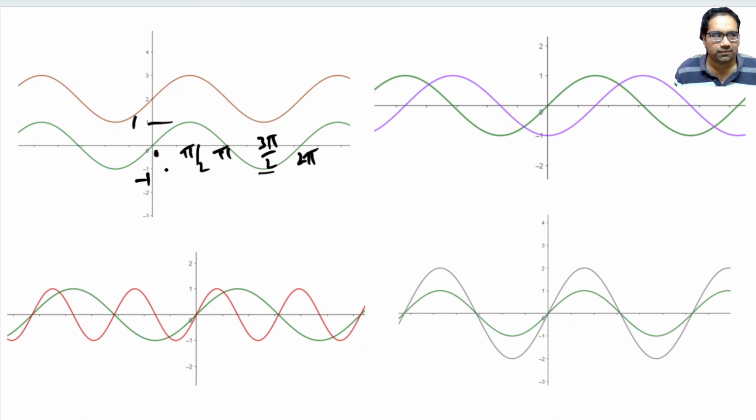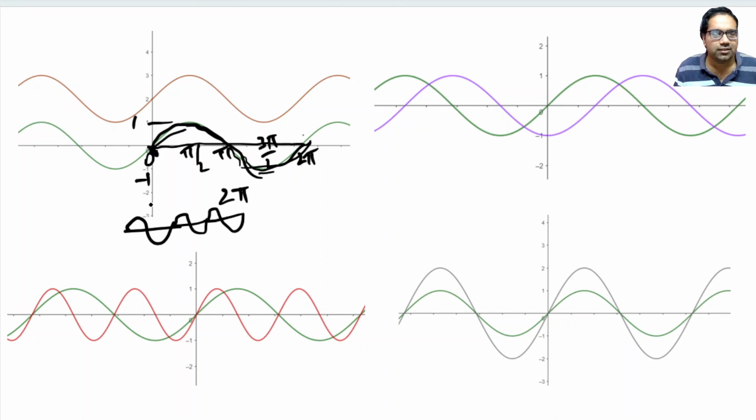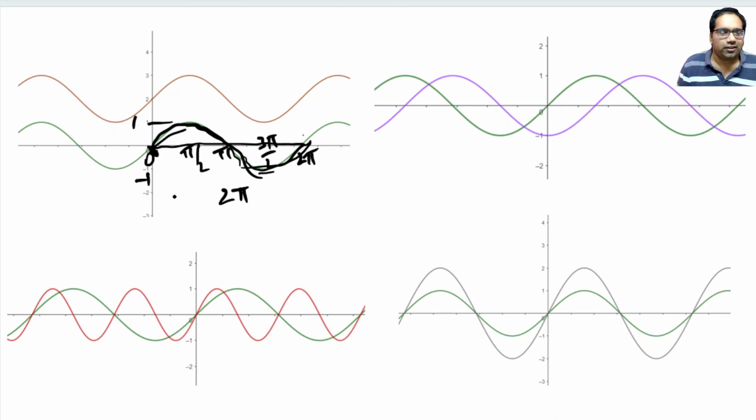Okay, and it repeats itself. This entire part will repeat itself. What is the length of this part? From 0 to 2 pi. So the 2 pi we call the period. After every 2 pi, the graph repeats itself. It goes like this, which is 2 pi, and again it goes like this, again 2 pi, likewise. Okay, this is our sine graph.